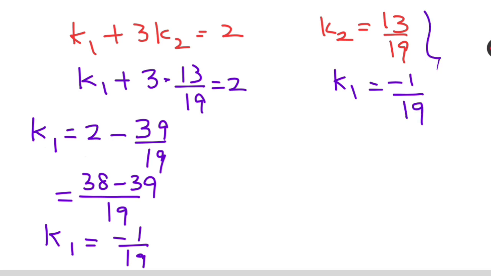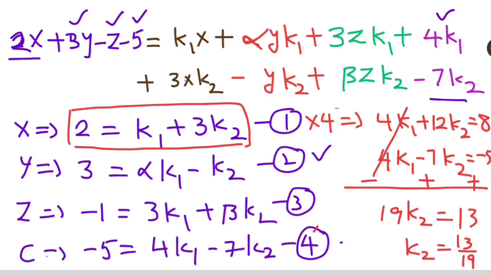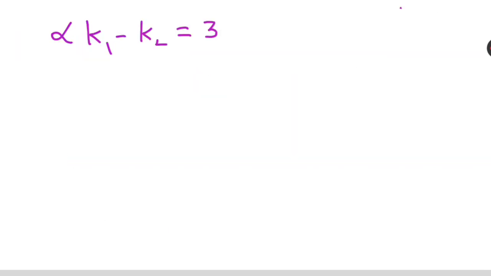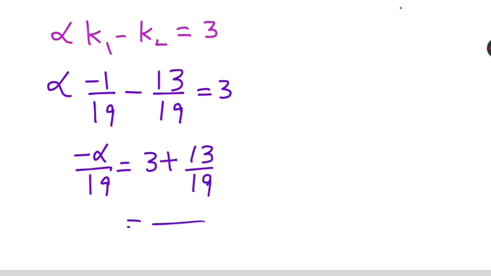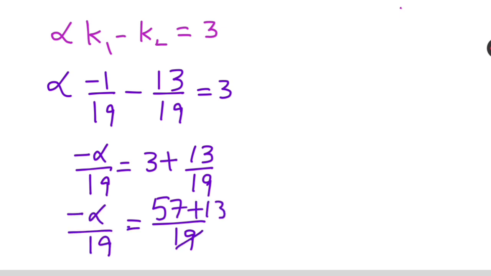Using these k1 and k2 values and substituting in the second and third equations, I'm going to find the values of alpha and beta. Let's take the second equation, which is alpha k1 minus k2 equal to 3. What is the k1 value? Minus 1 over 19. What is the k2 value? 13 over 19. That is equal to 3. So here minus alpha by 19 is equal to 3 plus 13 over 19. If you take the LCM, 19 times 3 is 57, plus 13, over 19. Here the 19 gets cancelled, so minus alpha is 70. The alpha value is minus 70.